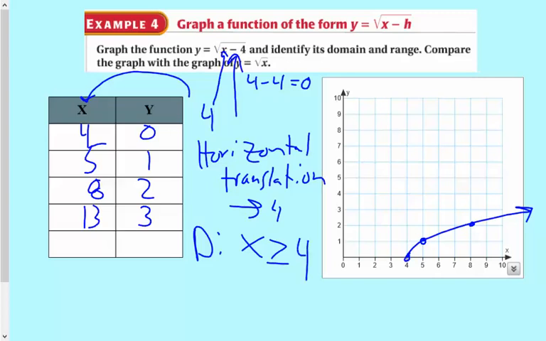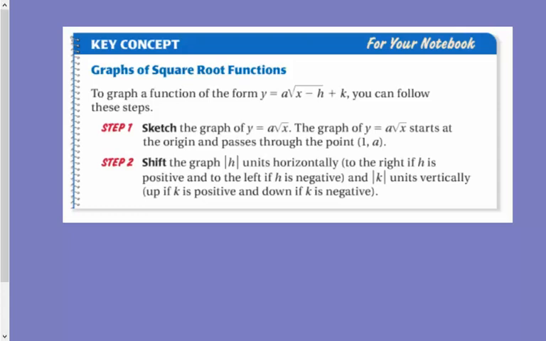If x was smaller than 4, so let's say x was 3. If you plug in 3, 3 minus 4 is negative 1. We can't square root negative 1. The domain is that, and the range is y is greater than or equal to 0. Y starts at 0 and goes up. So that is a little interesting.